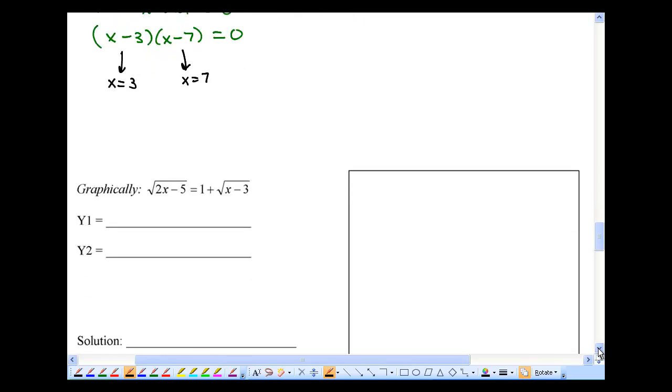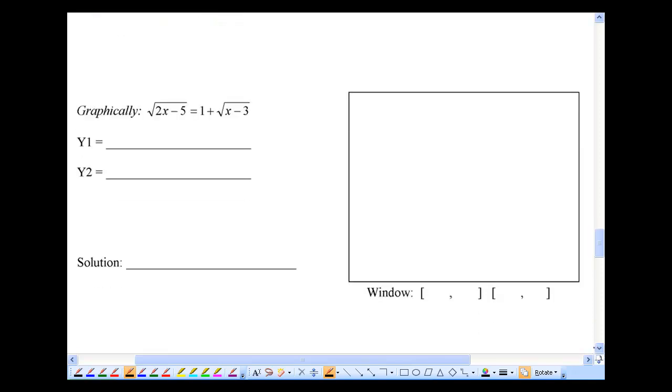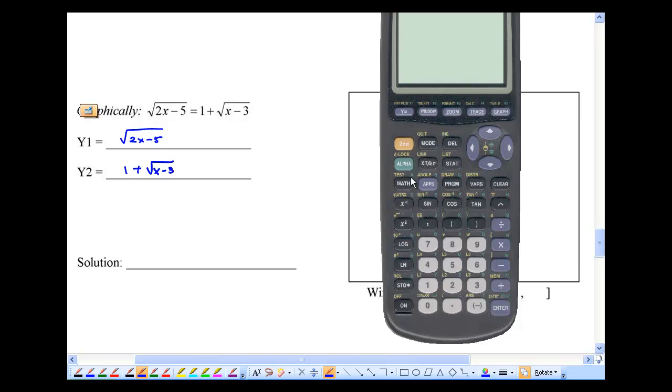So I'm going to ask you to graph this one out. Let's see what you get. Okay, clear. 2x minus 5. 1 plus root x minus 3. Go ahead and graph and let's see what you get.